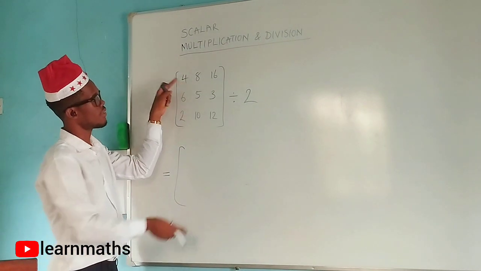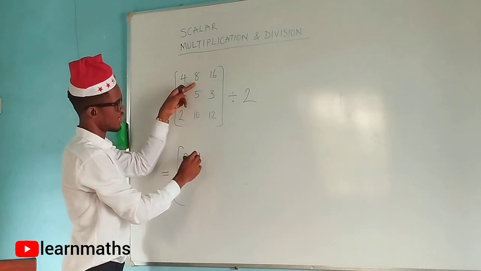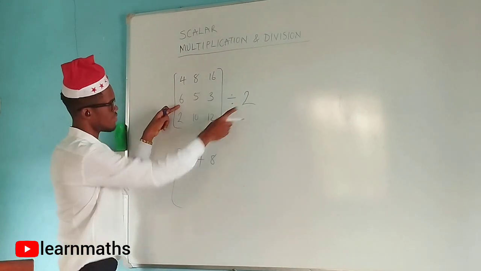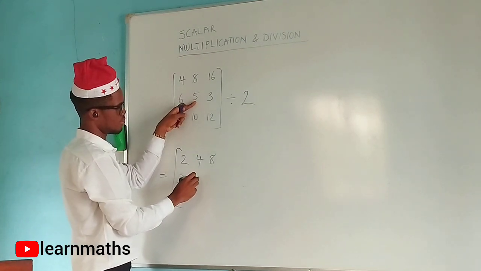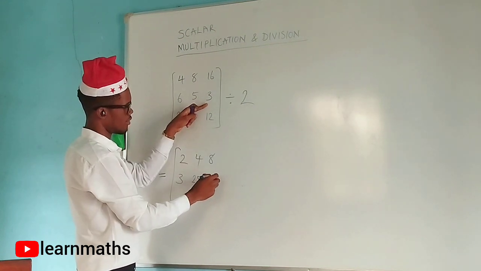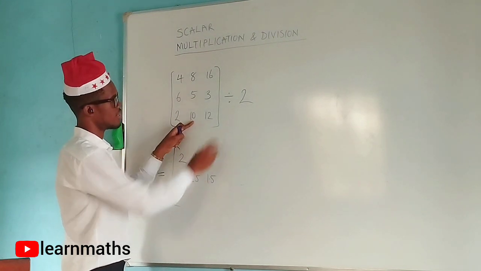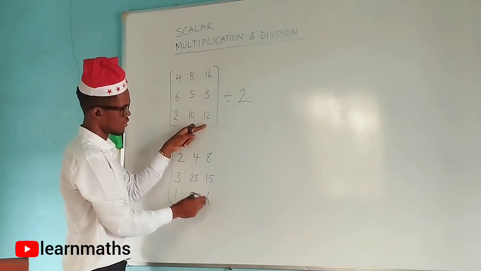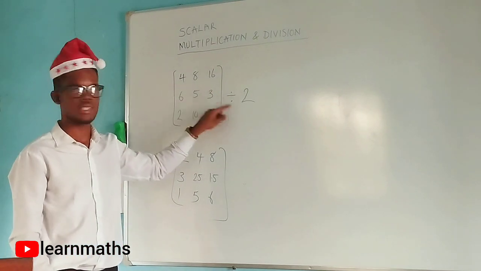This is 4, right? 4 divided by 2, now that's 2. 8 divided by 2, that should be 4. And 16 divided by 2, that's 8, right? 6 divided by 2, that's 3. 5 divided by 2, that should be 2.5, alright? And 3 divided by 2, that's 1.5, right? 2 divided by 2, that's 1, right? 10 divided by 2, 5. 12 divided by 2, that's 6 finally. So this is the resulting matrix you get by dividing this matrix with this scalar 2, right?